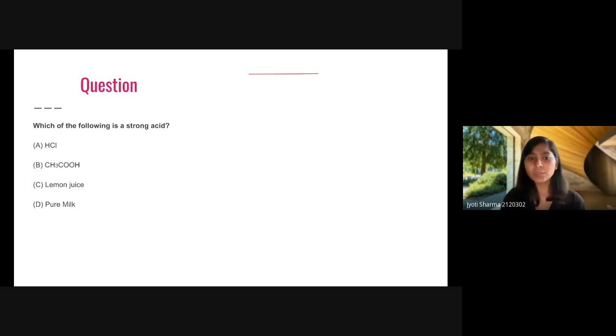Can you give me the answer? Which one is the strong acid here? So I have 4 options: HCl, then this is acetic acid, CH3COOH, then lemon juice, and pure milk. So I think out of these four, you can tell me this must be HCl, right? And the answer is that the strong acid out of these four is HCl. But again, the question is how you will differentiate whether the formula you have is acidic in nature or basic in nature.